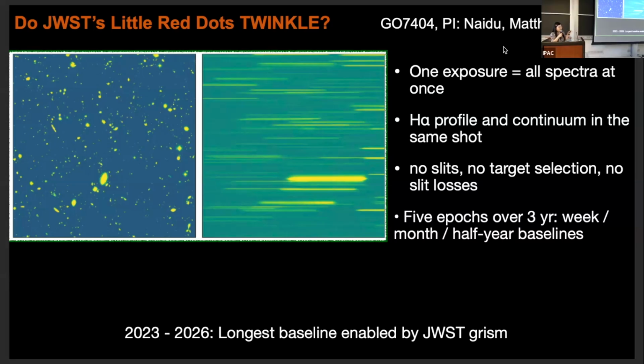And the key is we are using the NIRCam slitless spectroscopy. The feature of the NIRCam slitless spectroscopy is that you get all spectra at once within its field of view within one single exposure. And you also get both the H-alpha profile and the continuum within the same shot. So there are no slits, there is no target selection, and there is no slit loss correction. And this is the spirit of this program. We took 5 epochs over 3 years, and this enables us to trace the variability of LRDs on a week, 2 months to half a year baseline.